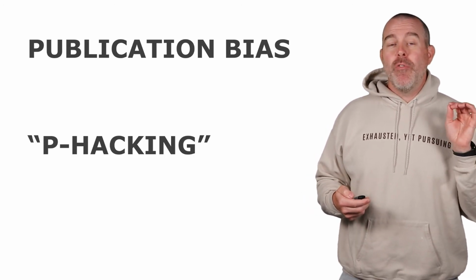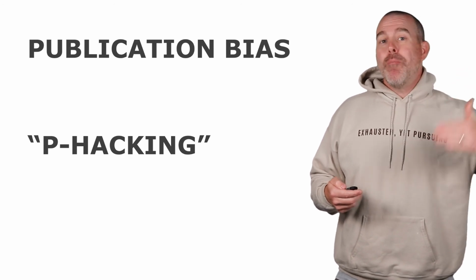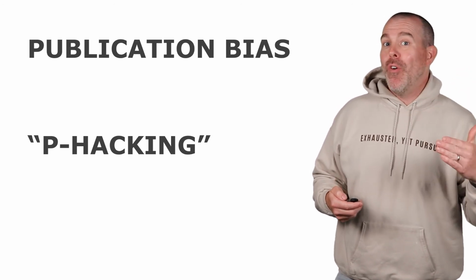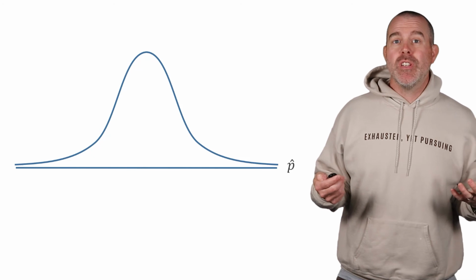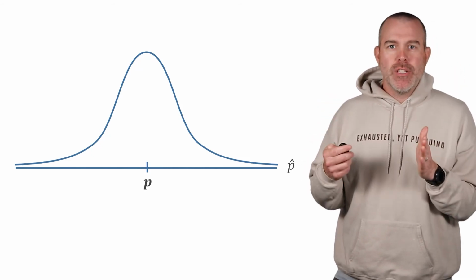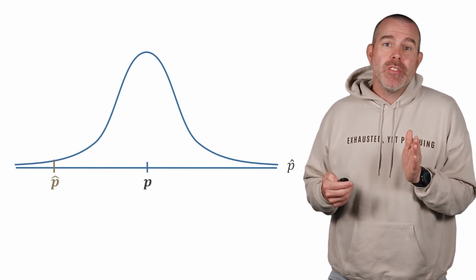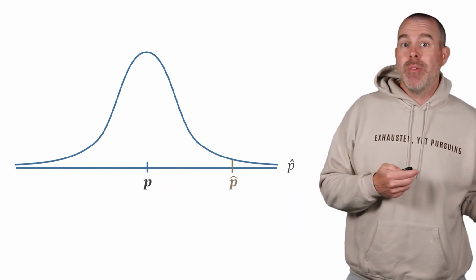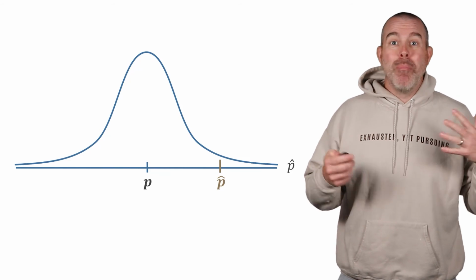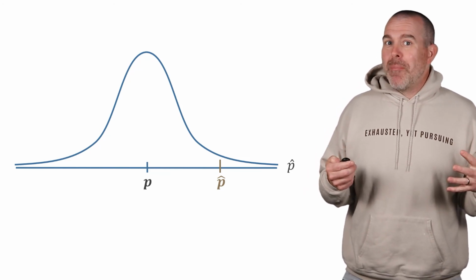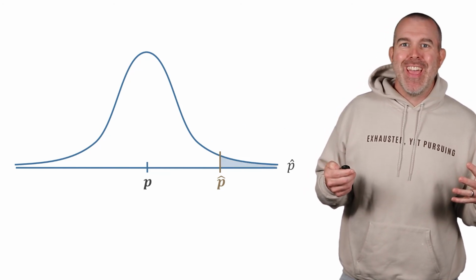But there's also an issue of p-hacking. This is like repeating an experiment over and over and over, and then just publishing the ones that ended up being significant. Remember, if this is the distribution of your sample proportion, your population proportion should be in the middle. Some of your sample proportions will be to the left, some will be to the right, some will be over here. But if you do a bunch of these, eventually you'll get something that's way over on the edge and looks significant. So my favorite example of this is this XKCD comic.